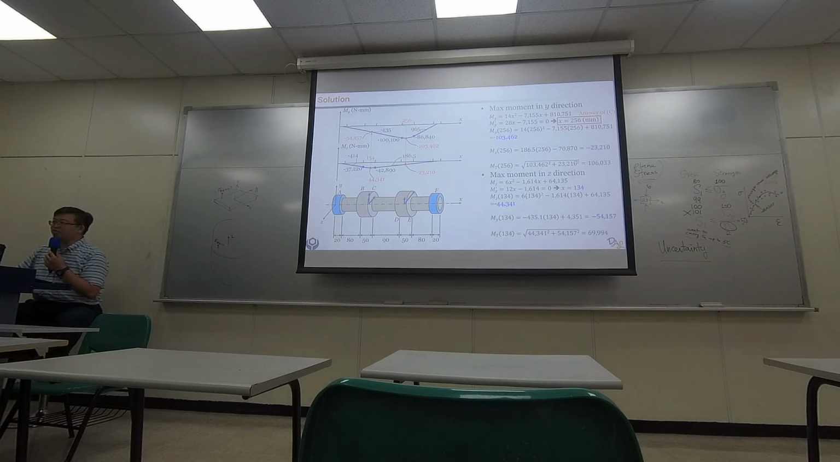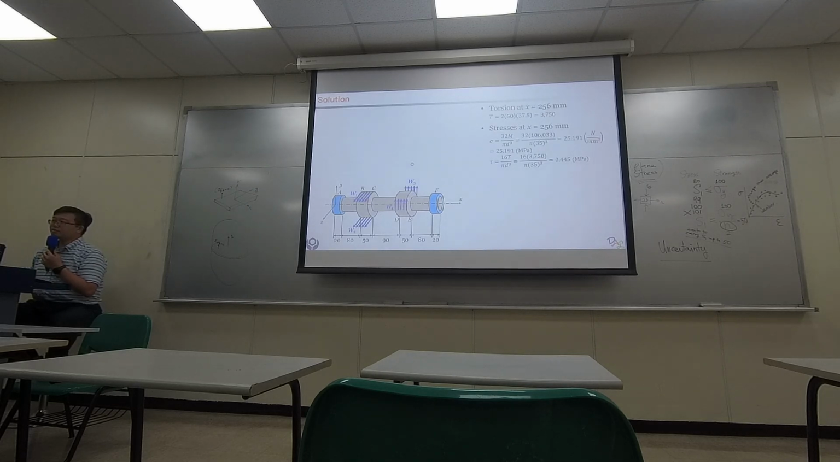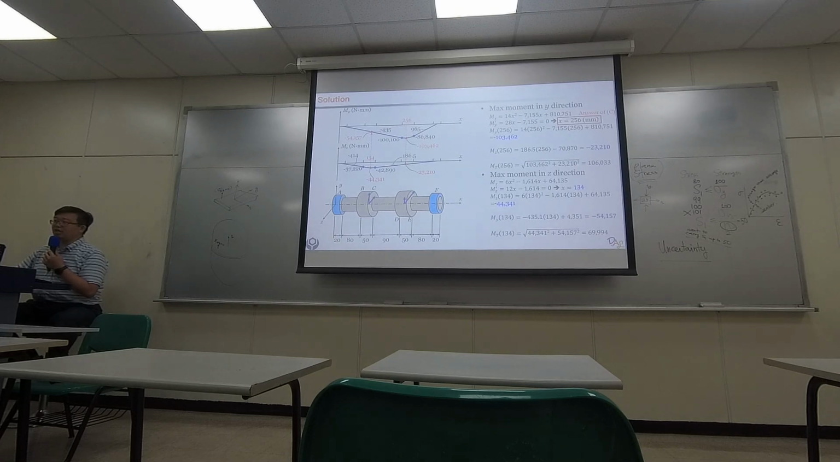So here I show you how I computed the total moment at 2, 5, 6 and total moment at 1, 3, 4. So in fact, the position of 2, 5, 6 is carrying the most total moment. It's not along y direction, not along z direction. It's like an angular direction. So that would be for the bending moment part.